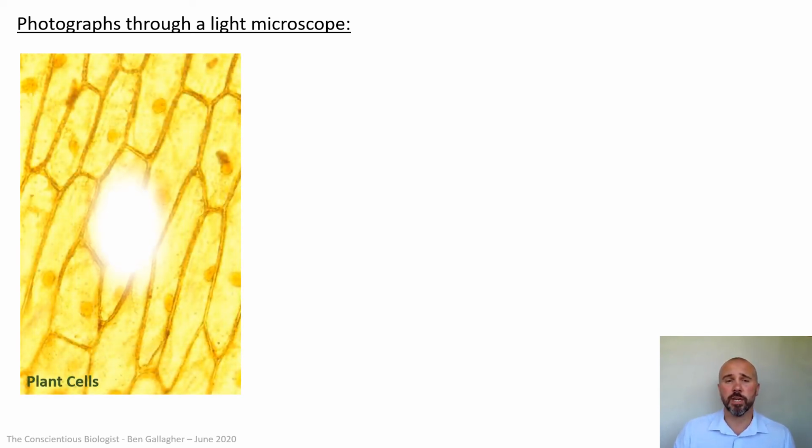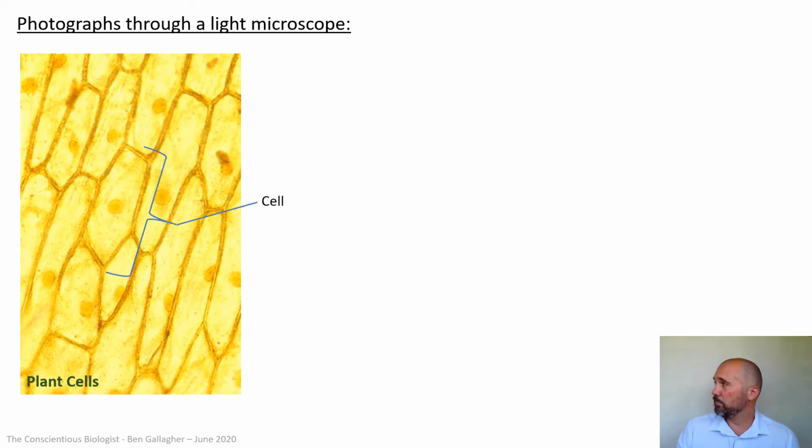Let's have a quick look at what a light microscope can do then. Let's look at a few photographs taken through a light microscope. So this one over here, it's a fairly standard picture of plant cells. You've probably seen these in class. You may have done this experiment, just taken a very thin layer of onion cells. You can literally peel it off, put them on your microscope slide and look through them. And you can see the different parts there.